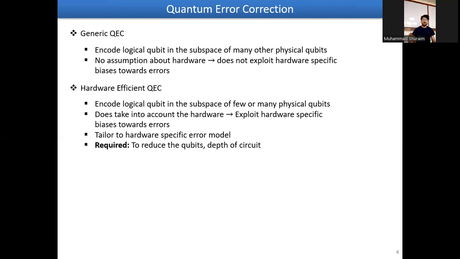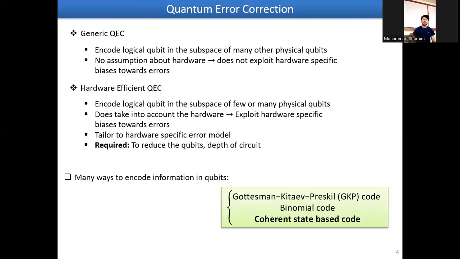In that, we encode the logical qubits into the subspace of many physical qubits, and we take hardware-specific errors into account. If we are considering the cavity photons for encoding information, then we have to first counter those loss operators. And our aim is to reduce the qubits and the depth of the circuit. So there are many methods where we encode the information. There's the GKP code, and there's the binomial code, and there is the coherent states code, which is mainly our project.